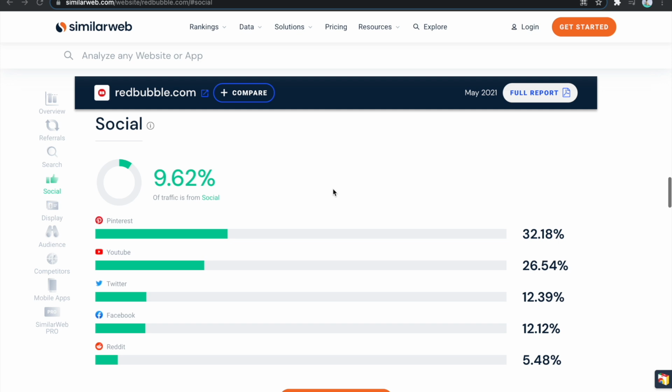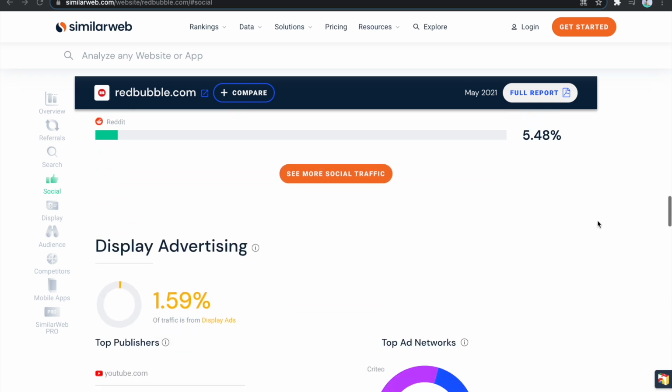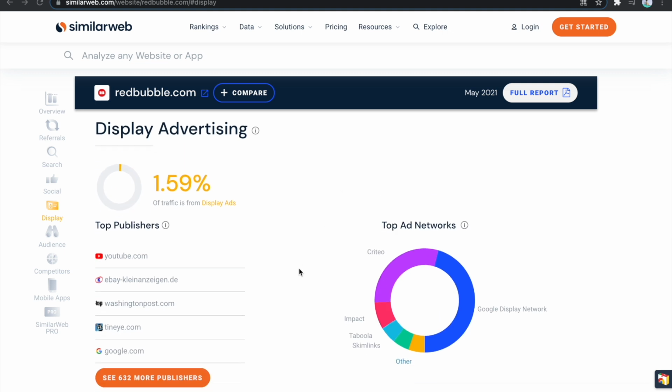Moving further below, we have the social traffic data, which is 9.62% out of all traffic for Redbubble, with 32% of it being from Pinterest, following YouTube, Twitter, Facebook, and then Reddit. Notice, all of you guys who keep talking about how to market your Redbubble store through Instagram, Instagram is not even on this top list. Instagram is not even here. And all of these together are 10% out of Redbubble's traffic. So imagine how much traffic Instagram gets. Almost nothing.